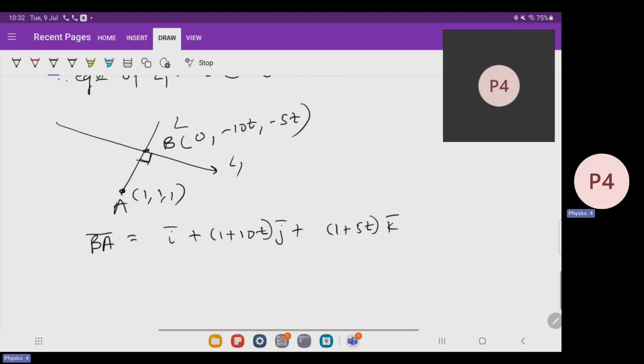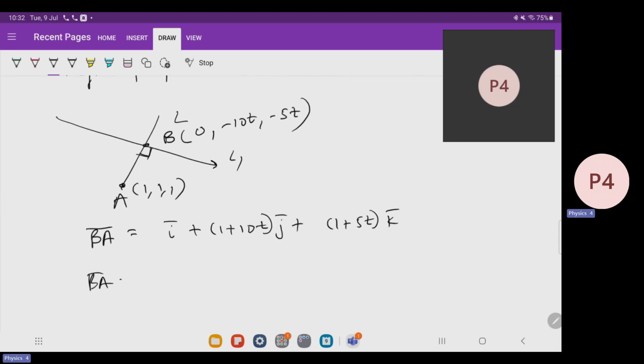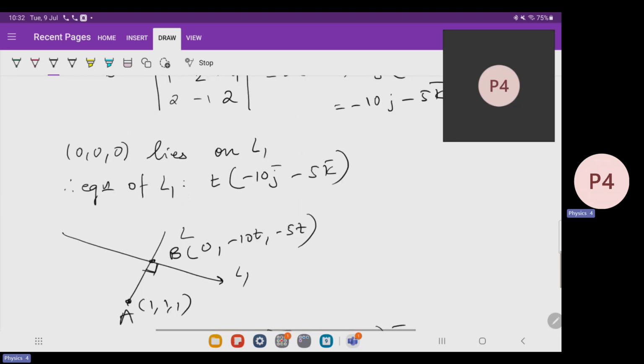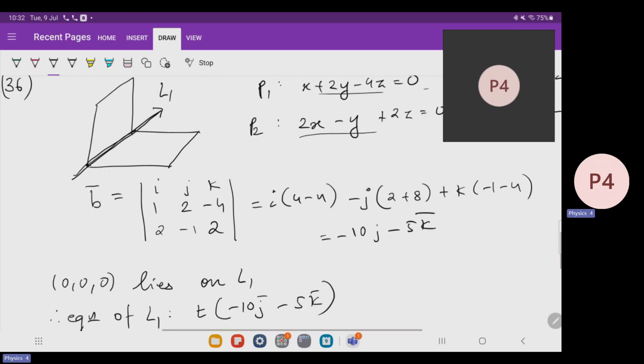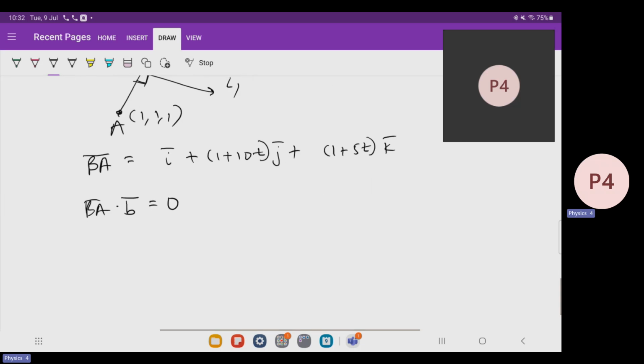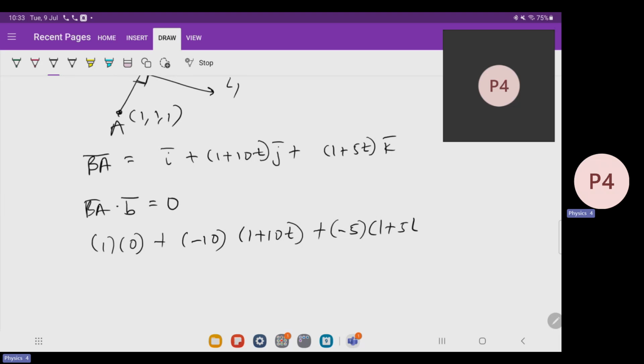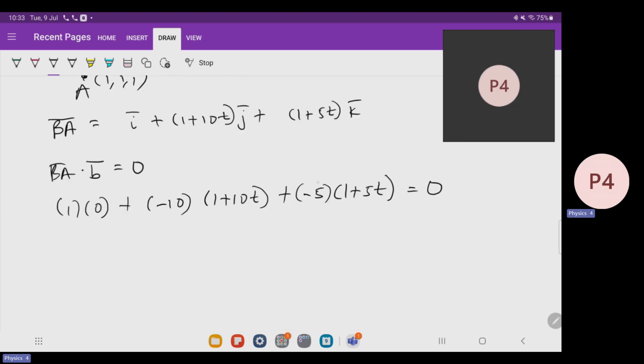Now BA bar is perpendicular to line L1, therefore BA bar dot B bar should be equal to 0. Now what is B bar? B bar is -10j - 5k. So you will get 1 into 0 plus (-10) into (1 + 10t) plus (-5) into (1 + 5t). This will be equal to 0. Now dividing by -5, this will be 2 + 20t + 1 + 5t = 0. 25t is -3. So t will become -3/25.